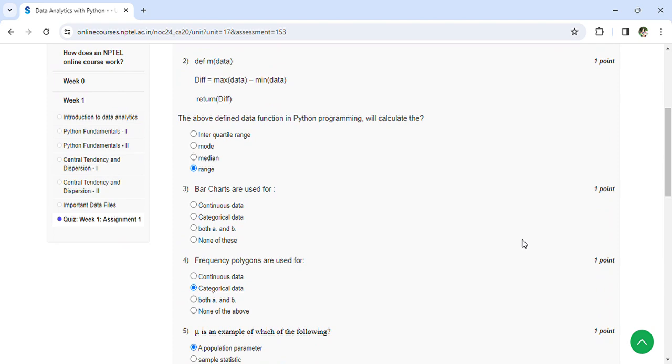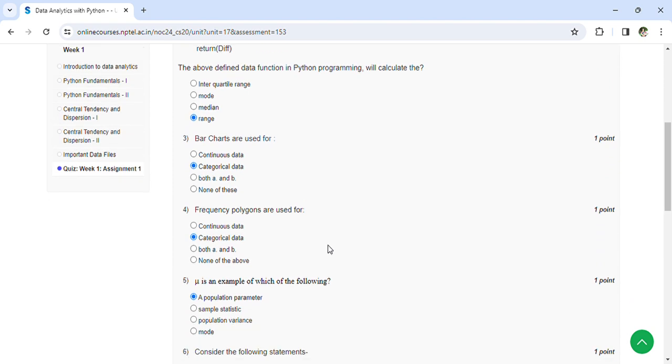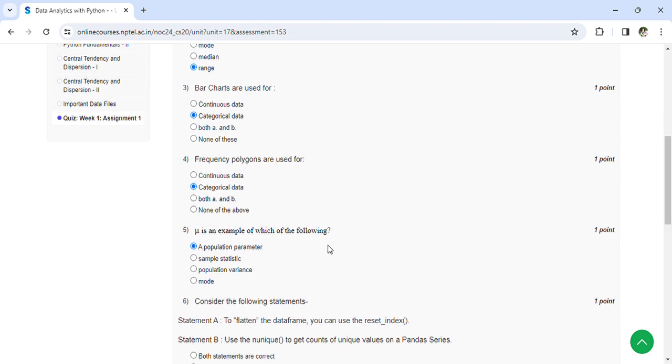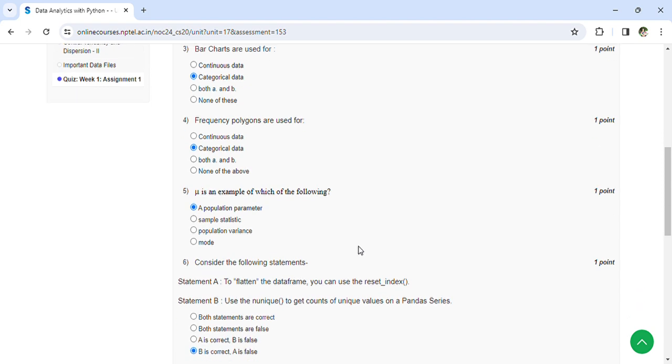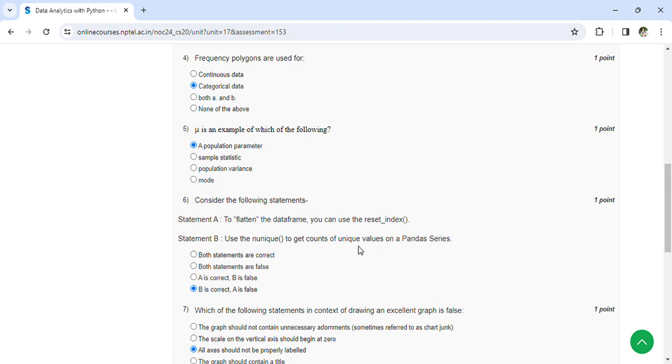Bar charts are used for categorical data, and frequency polygons are used for categorical data. And mu is an example of which of the following? A population parameter.